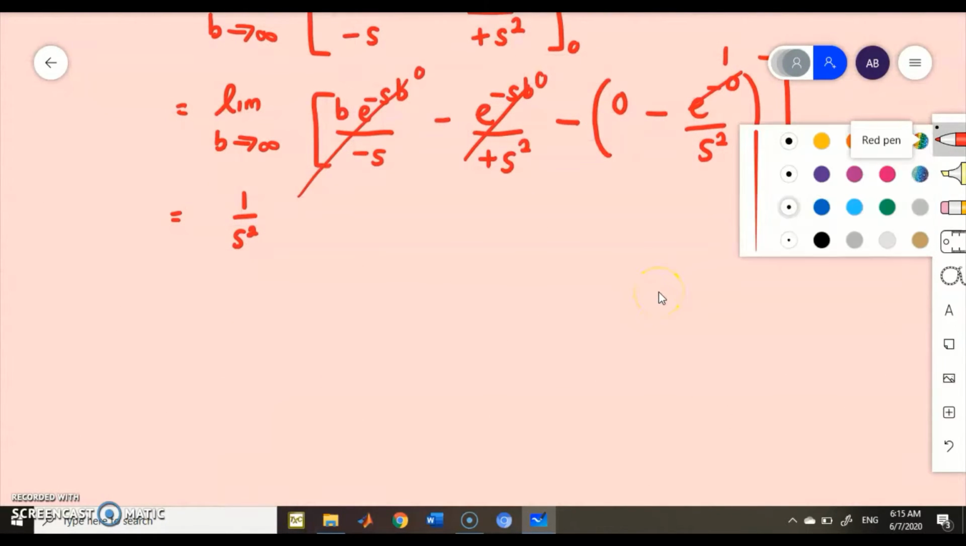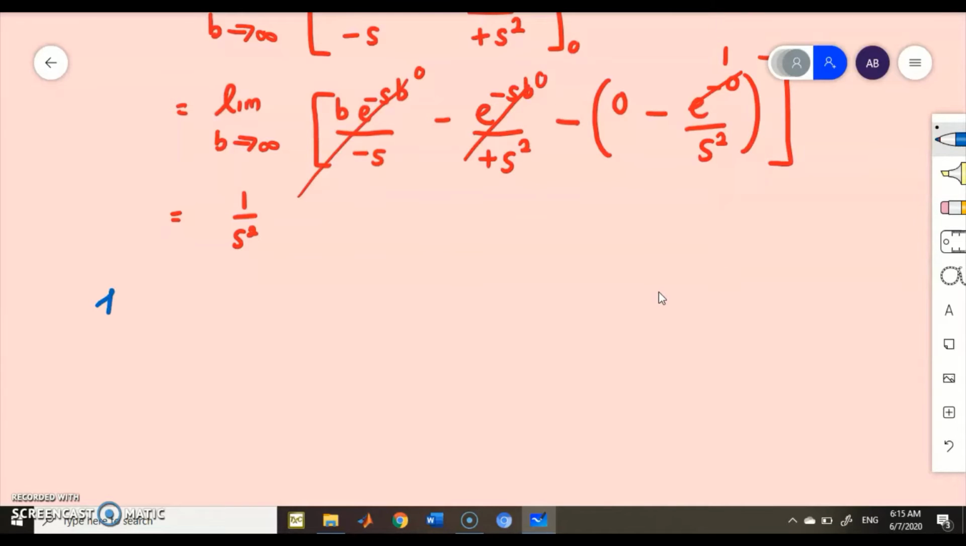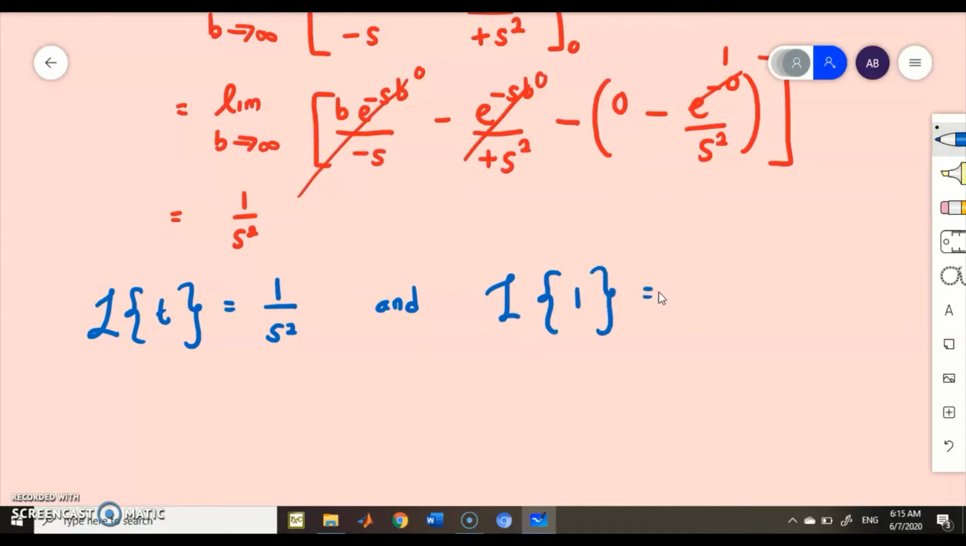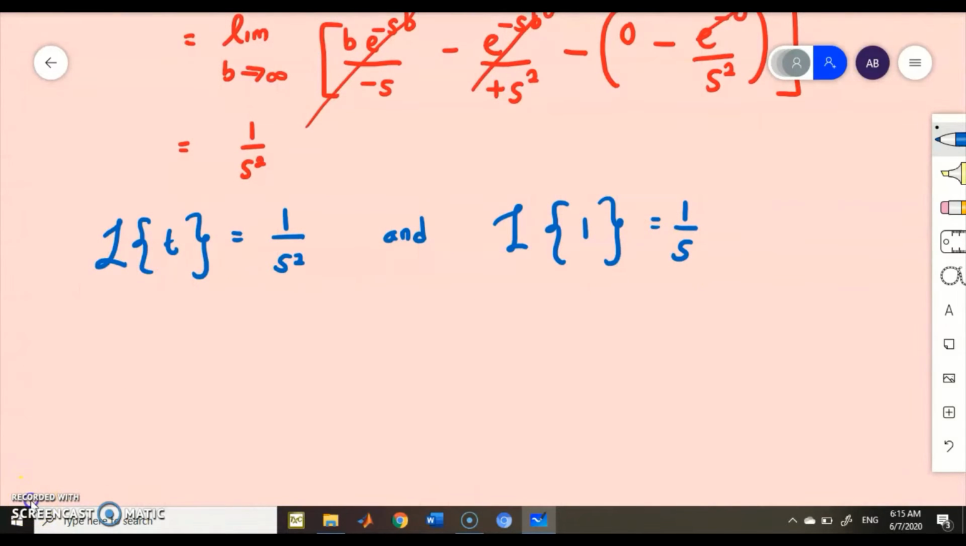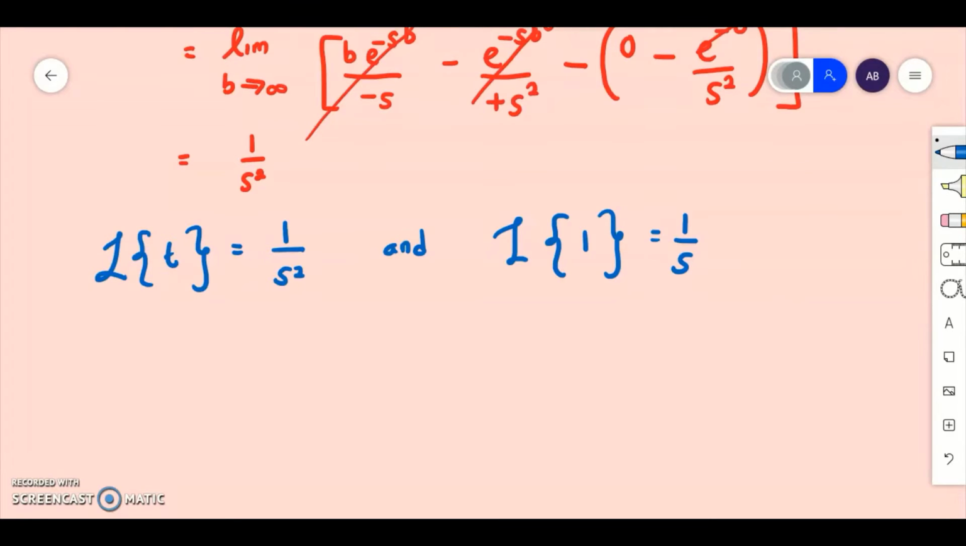So what do you have here? You have this one. The Laplace transform of t is 1 over s squared, and the Laplace transform of 1 is 1 over s. This is what we have looked at. There are a few more examples we can look at. Let's look at one more example. So let's say we want to evaluate the Laplace transform of exponent negative 3t.